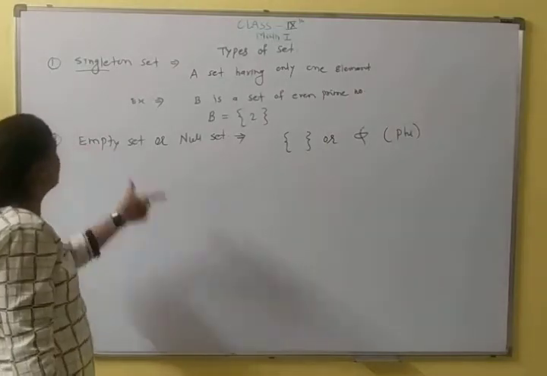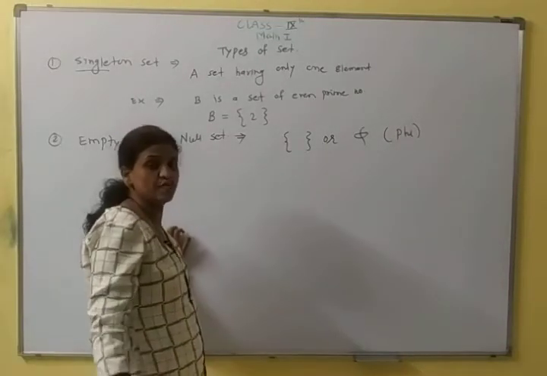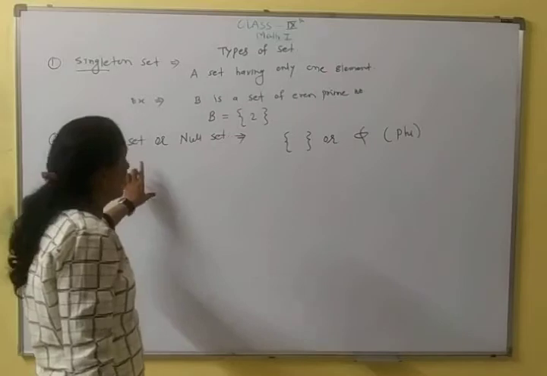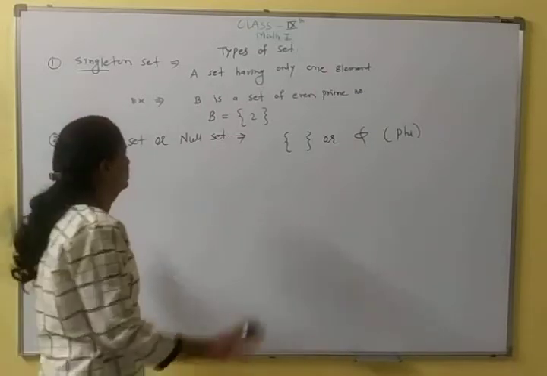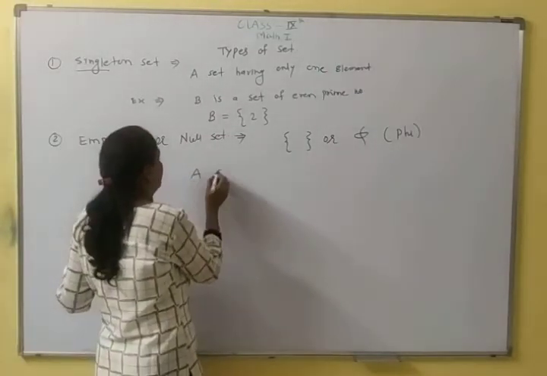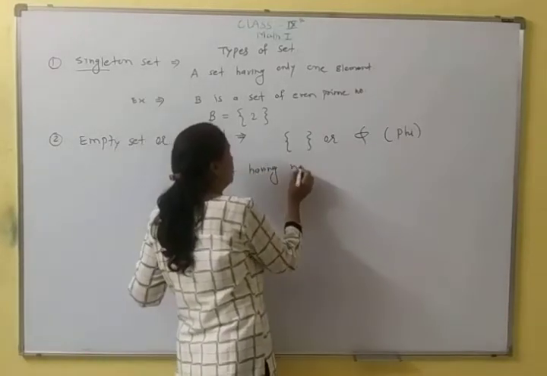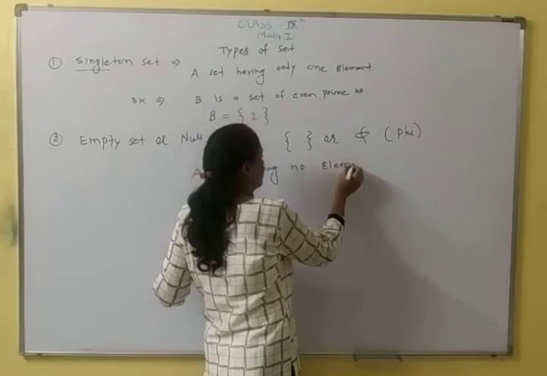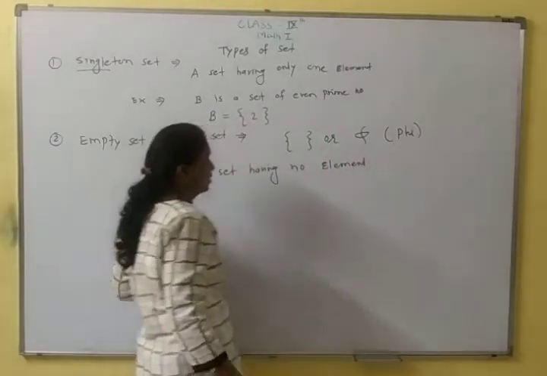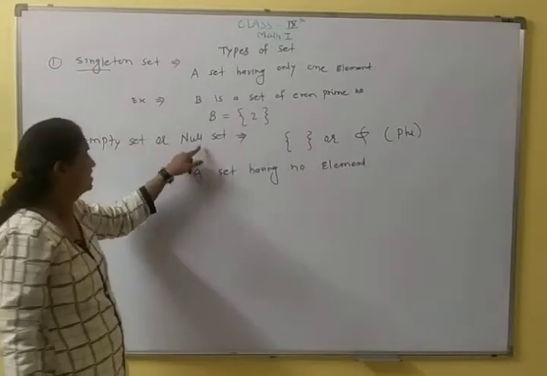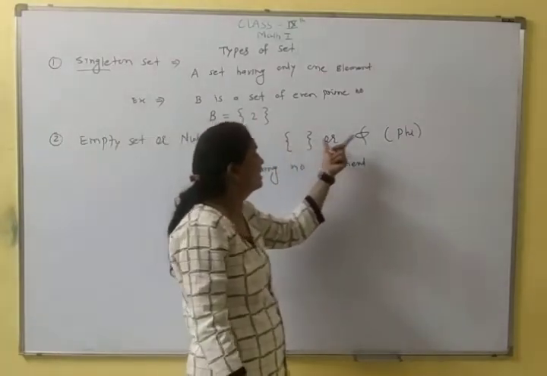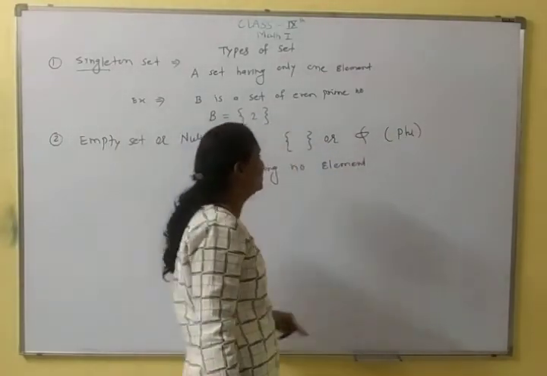Okay, so what is meant by empty or null set? Empty means nothing in it. A set having no element is called an empty set or null set, and it is denoted by this sign, phi. Phi is also the empty set.